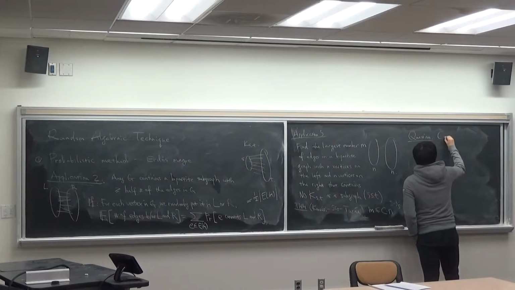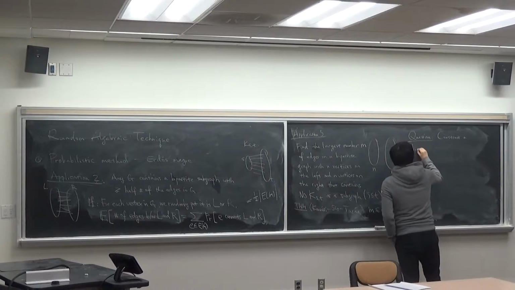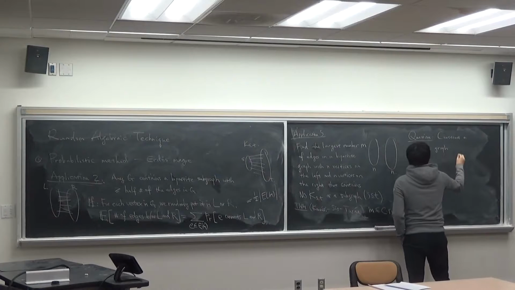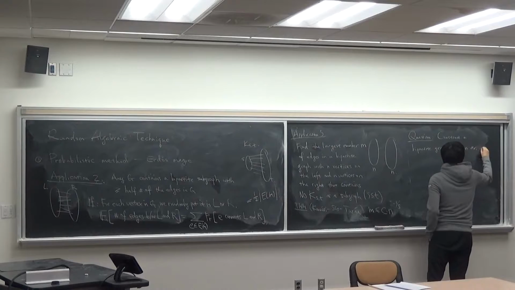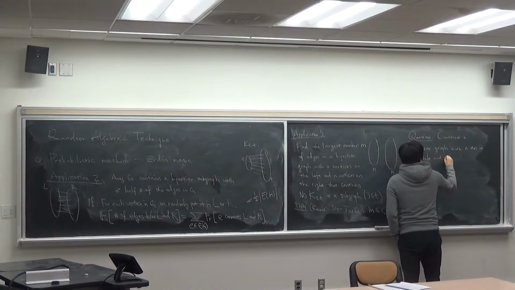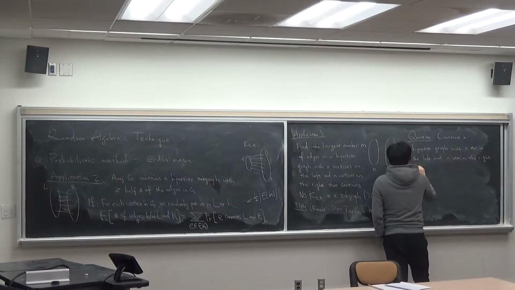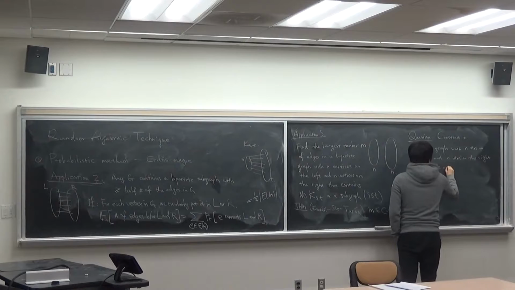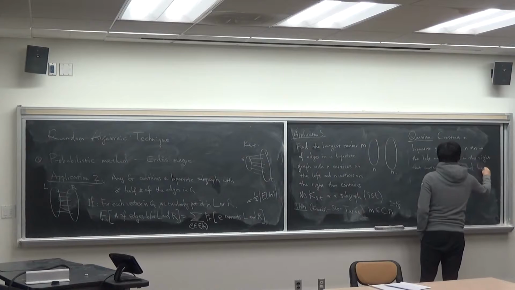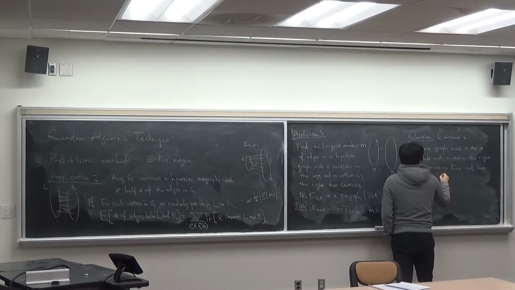Construct a bipartite graph with n vertices on the left and n vertices on the right that contains no K_{S,T} as a subgraph and has greater than or equal to a constant times n to the power of 2 minus 1 over S many edges.